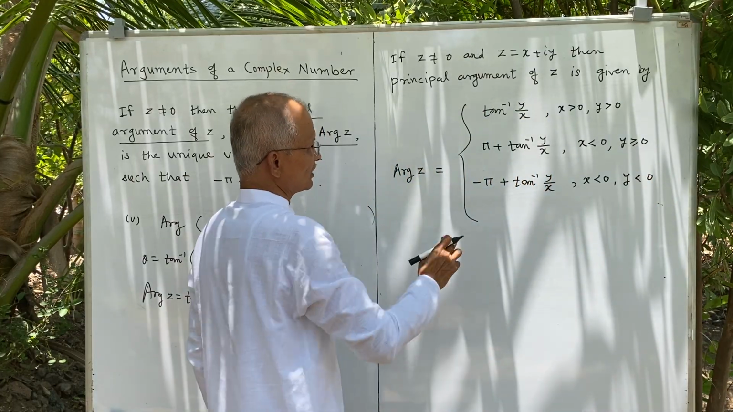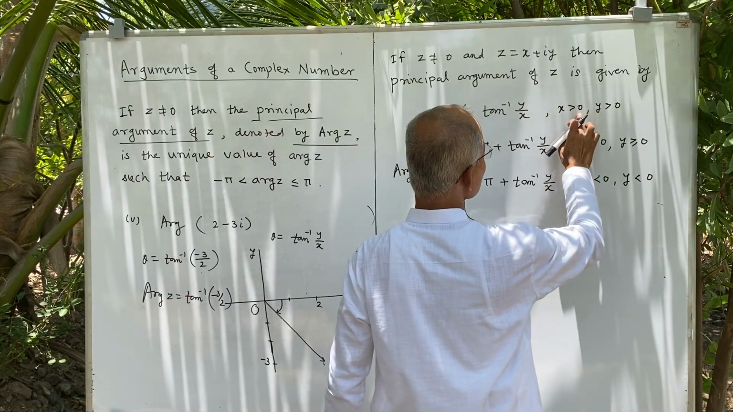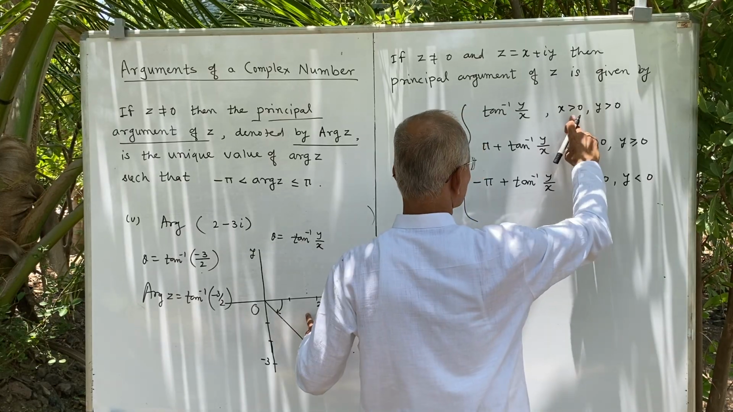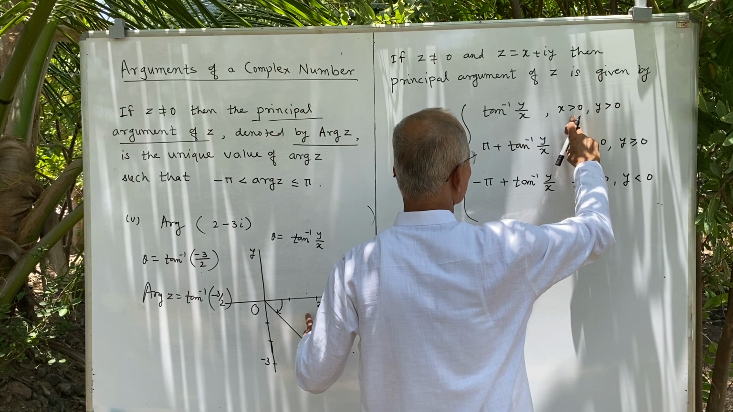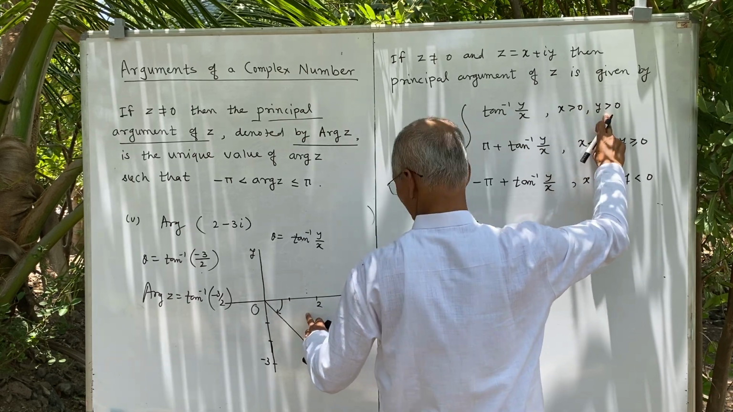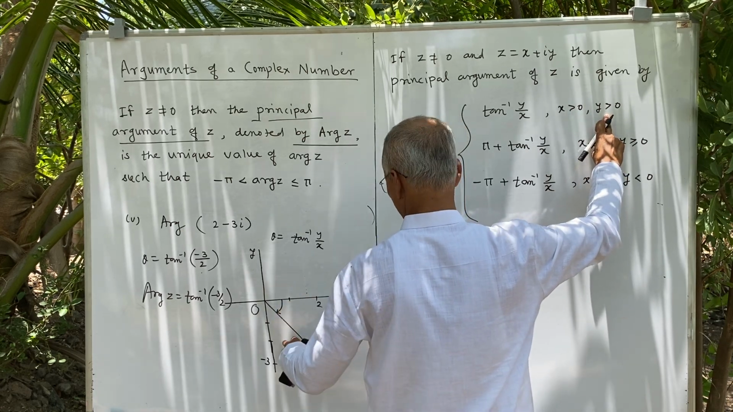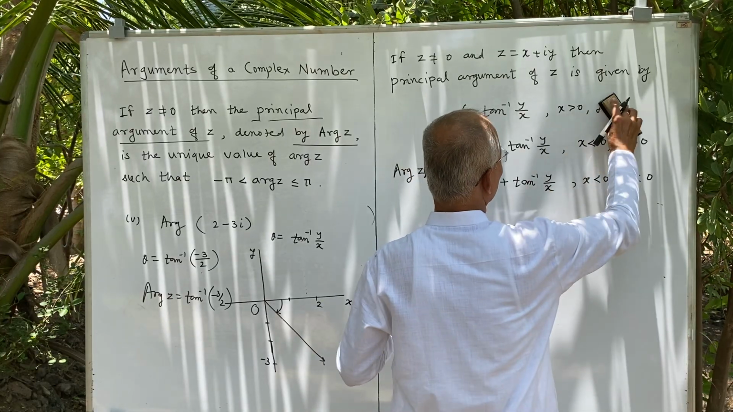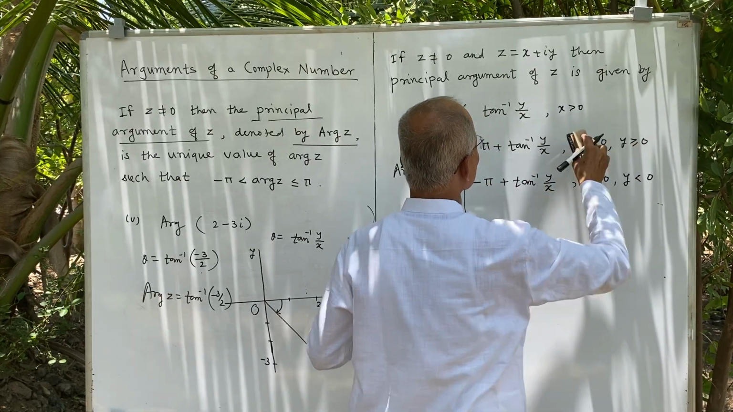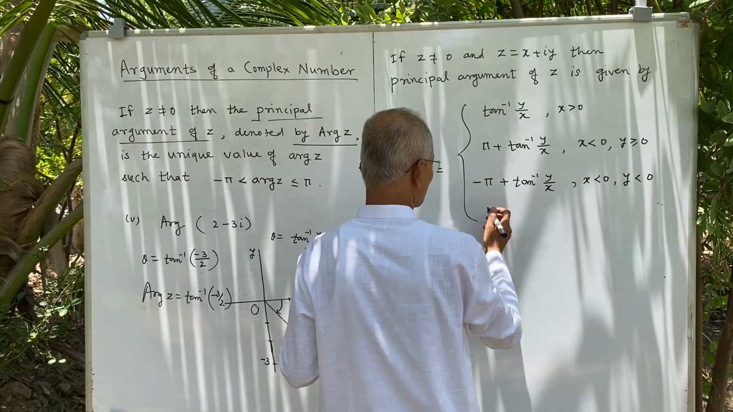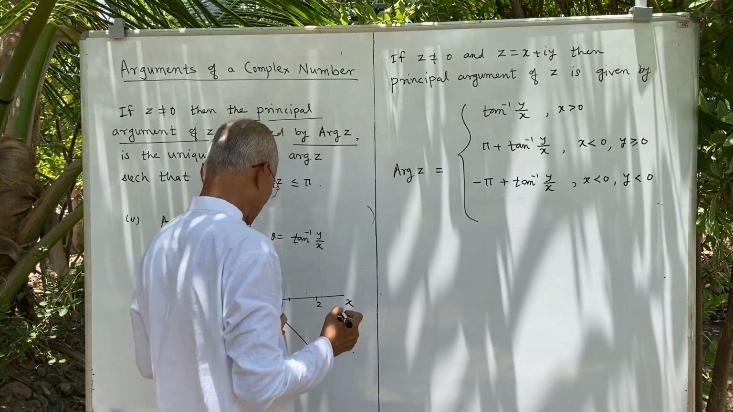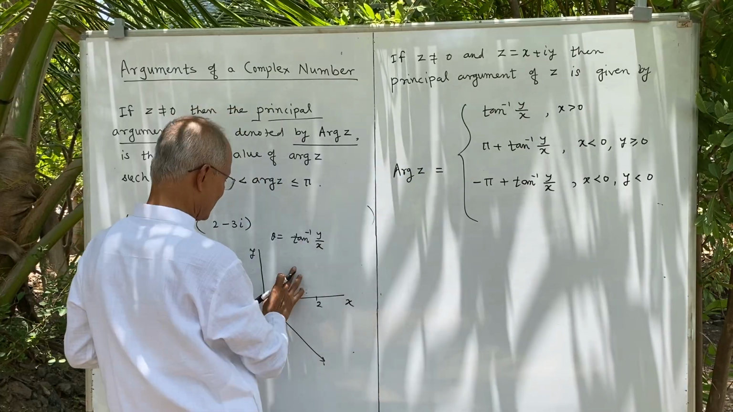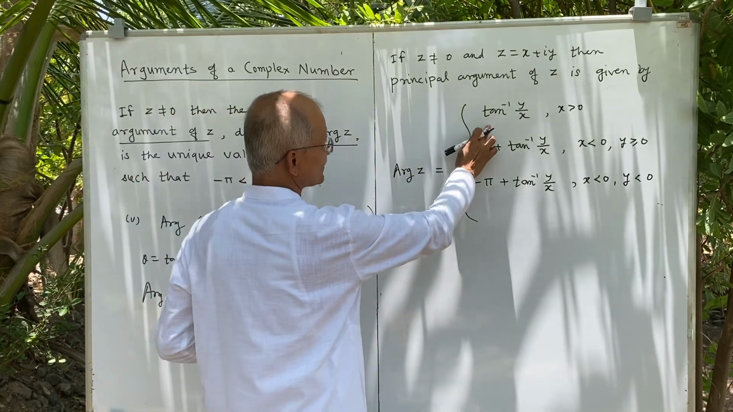And for this, here we have x greater than 0, and y can be positive or negative, and therefore the only condition is x greater than 0. For the fourth quadrant and first quadrant, the formula is the same.